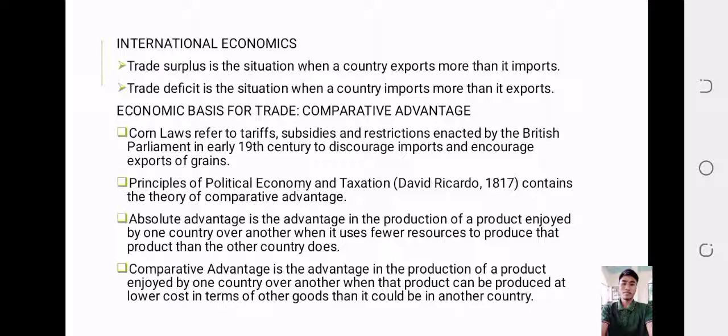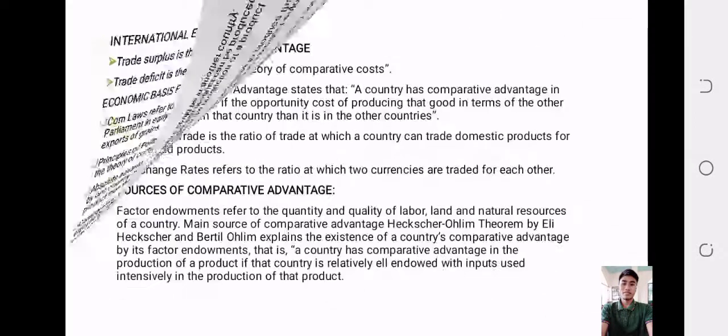Absolute advantage is the advantage in production of a product enjoyed by one country over another when it uses fewer resources to produce the product than the other country does. Comparative advantage is the advantage in production of a product enjoyed by one country over another when that product can be produced at lower cost in terms of other goods than it could be in another country.